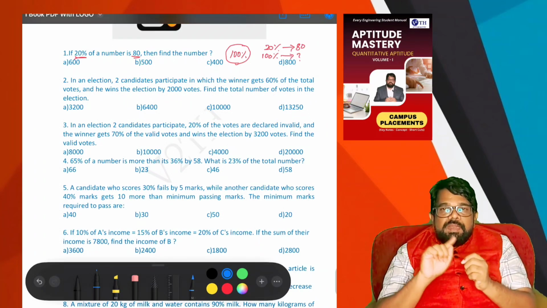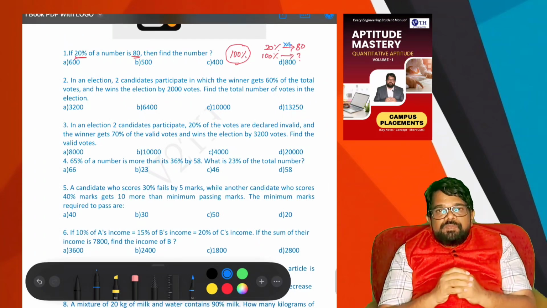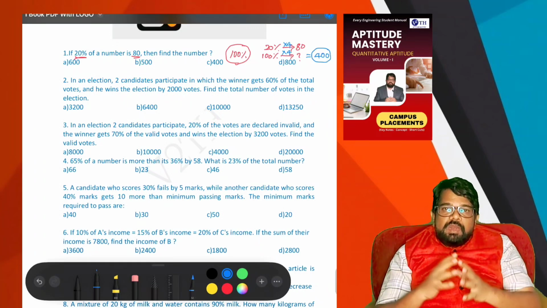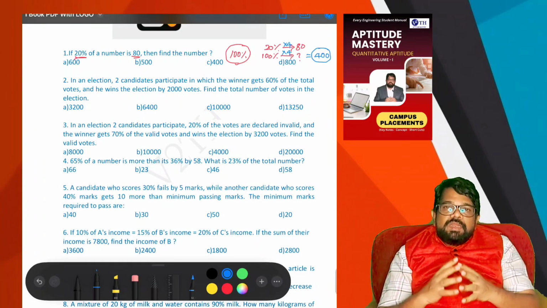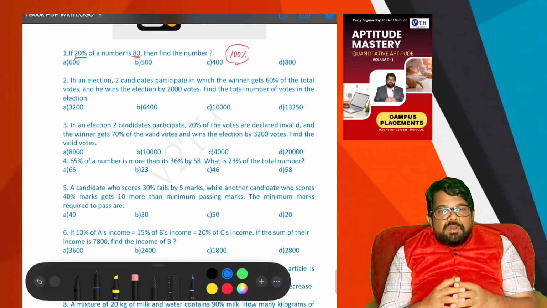Compare these two values, 20 and 80. 20 becomes 80 means into 4. So here into 4 means here also into 4. 100 into 4. What is 100 into 4? 400. So what is the number? 400 is the number.